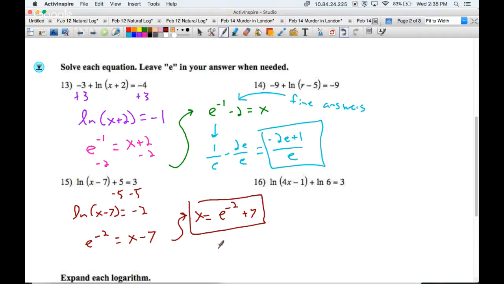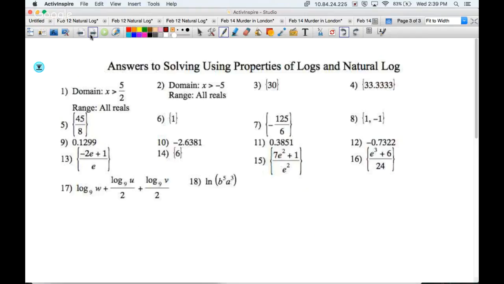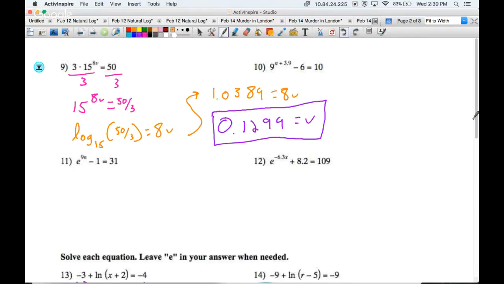I believe they turn this into 1 over e squared plus 7e squared over e squared, which equals 7e squared plus 1 over e squared. If you ask me, I think that that's more complicated than this answer here. Just wanted to show you how to be able to get to that. Yeah, 7e squared plus 1 all over e squared.